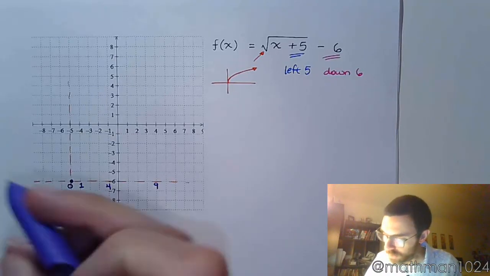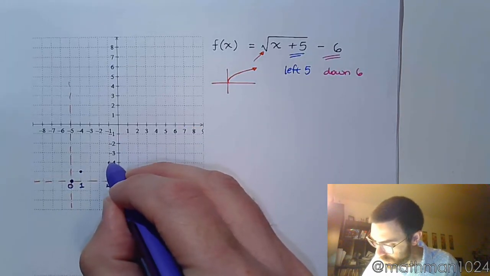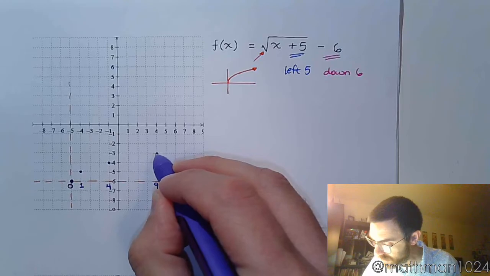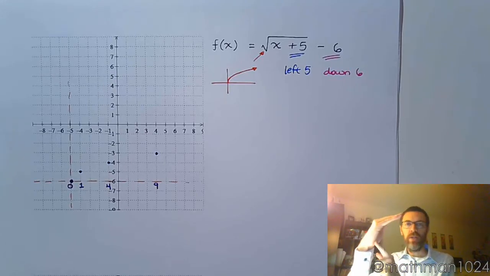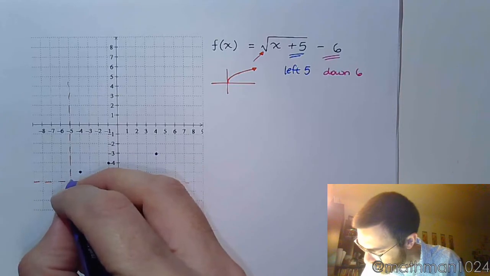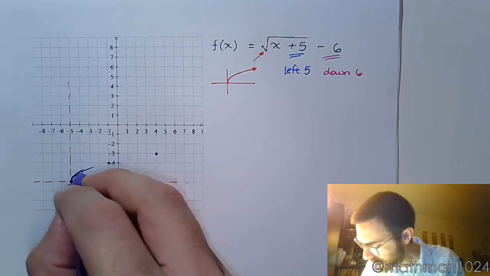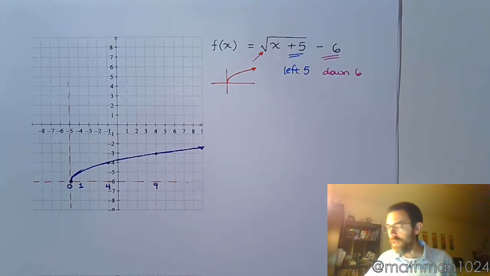The square root of 1 is 1. The square root of 4 is 2. The square root of 9 is 3. So it's the same key points that we would have had for the normal square root. We just took these points. We took this one, we shifted to the left 5 and down 6. So there's the new point. And now we just connect the dots, drawing a nice sideways half parabola like that.